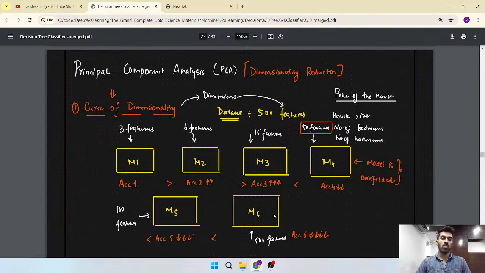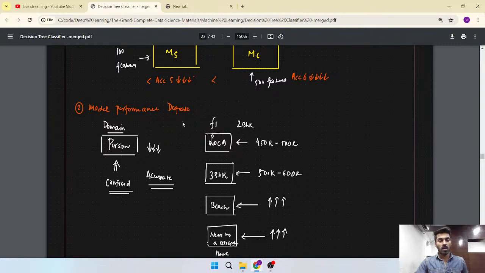Basically it is also known as dimensionality reduction. So dimensionality reduction is done by two methods. First, PCA, principal component analysis, and the second one is feature selection, also known as dimensionality reduction. So in feature selection, let's continue the discussion on feature selection first, and then we will discuss PCA.